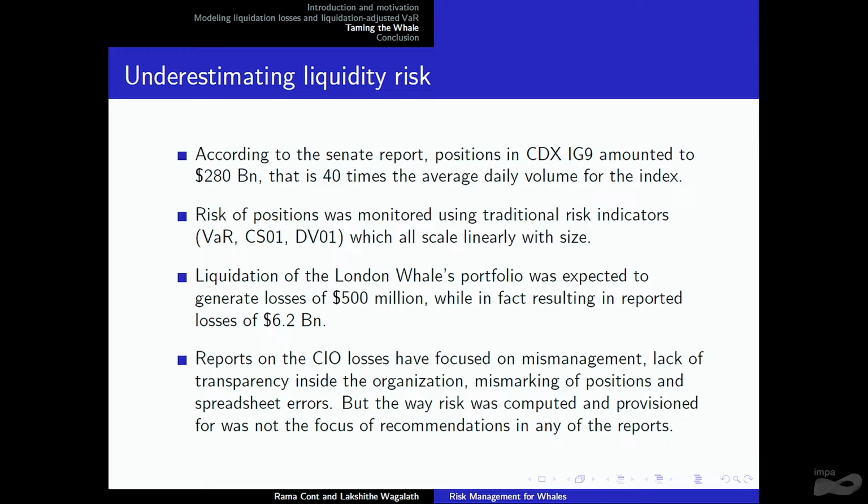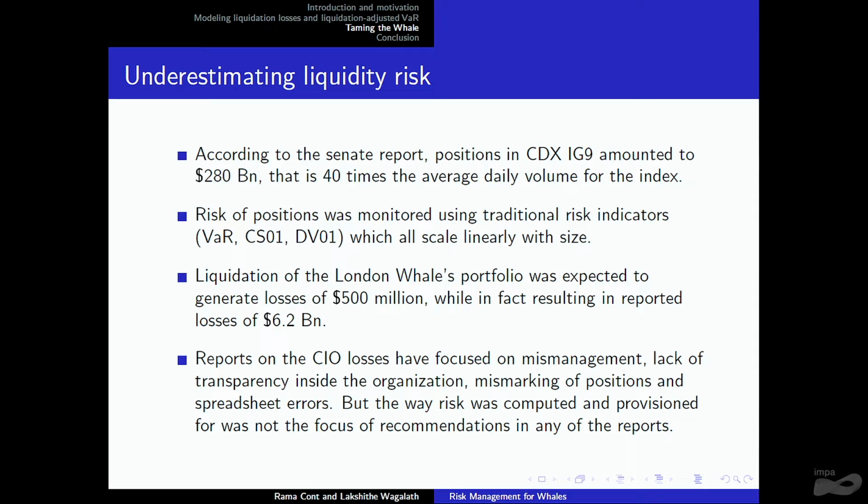But if you look at how the risk was computed, and that's actually the topic of some Senate reports, so it's not just me saying it, there are official reports showing that the risk was computed in the very classical manner, using linear risk measures such as value at risk or expected shortfall. If you look at the risk, JP Morgan calculated a risk of 500 million for this portfolio, while in the end, when the portfolio was unwound, the realized losses were actually 6.2 billion.